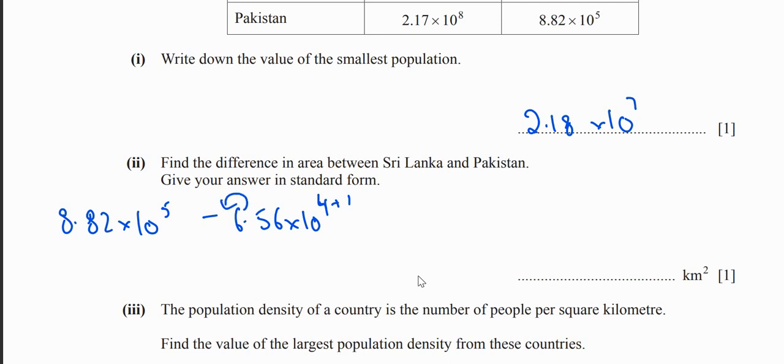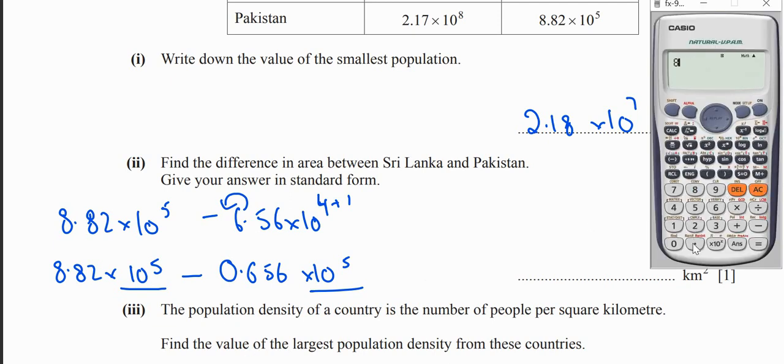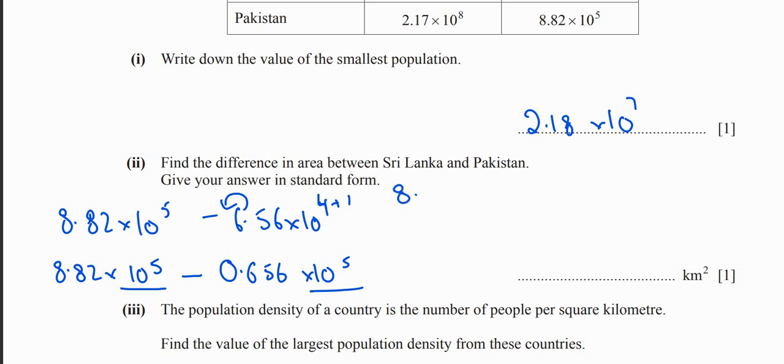So this becomes 8.82 multiplied by 10 raised to power 5 subtracted from 0.656 multiplied by 10 raised to power 5. Now look, we have the same powers. We'll just subtract the numbers now. 8.82 subtracted from 0.656, it becomes 8.186. Sorry, 8.164 multiplied by 10 raised to power 5. And this is your answer.